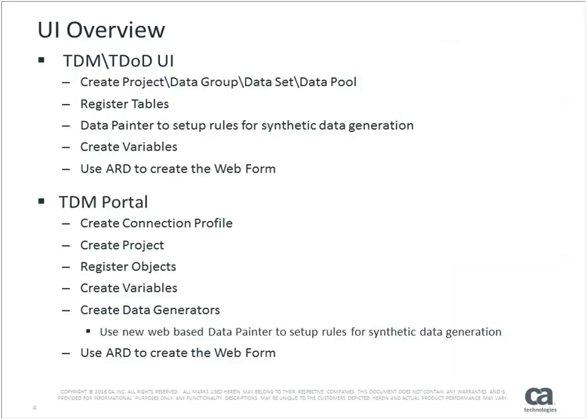So as I mentioned in the overview, with the old DataMaker client, for a simple data gen setup, you would go into DataMaker, create your project, your data group, your data sets, your data pools, and register your tables. You would edit your data pool, edit the data properties, and use Data Painter to set up your rules so that you can generate your synthetic data.